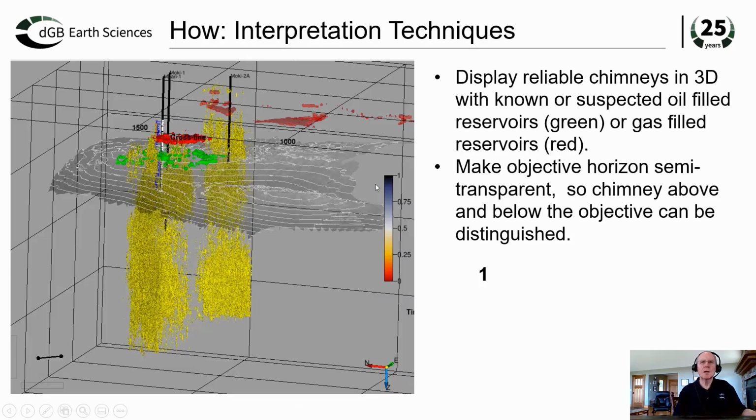Finally, we can display reliable chimneys in 3D with known or suspected oil field reservoirs, here shown in green, or gas field reservoirs in red. One thing that's very useful is to make the objective horizon semi-transparent, so chimneys above and below the objective can be distinguished.